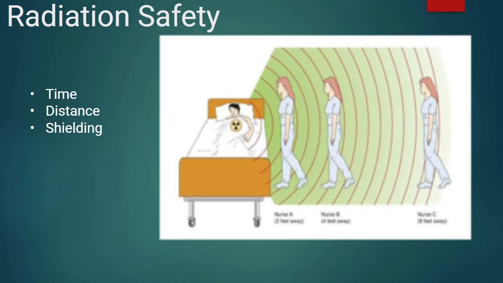Shielding, protective barriers such as lead aprons or shields, are used to block radiation. These provide an extra layer of safety when close contact is unavoidable. This is especially important for nurses, visitors, and family members. Pregnant staff and visitors should not be assigned to or visit patients with internal radiation therapy. So remember, limit your time, increase your distance, and use shielding to protect yourself while still providing safe and compassionate care for the patient.